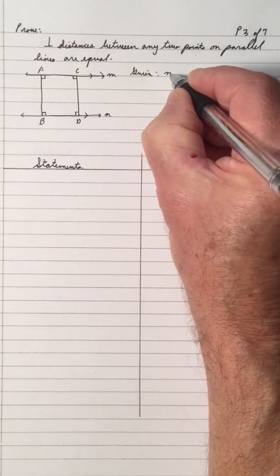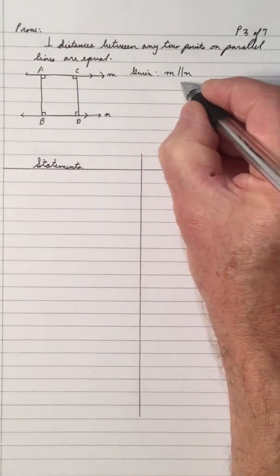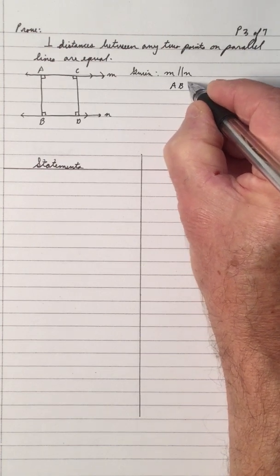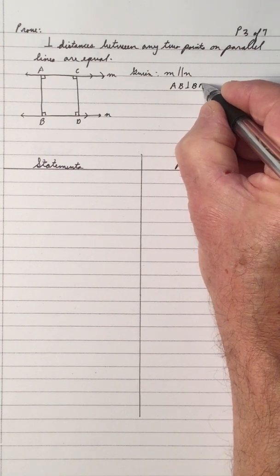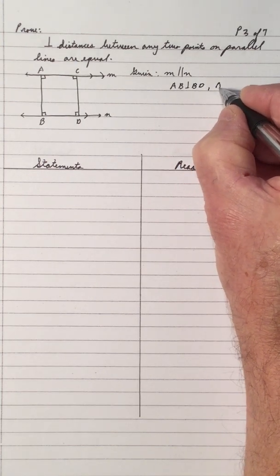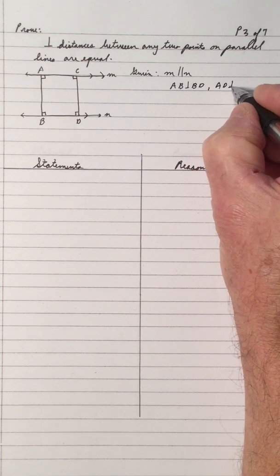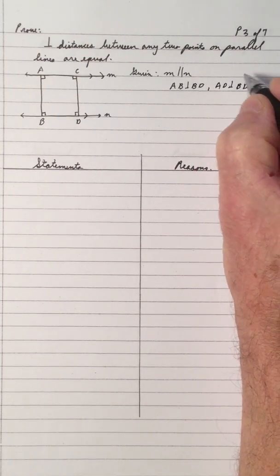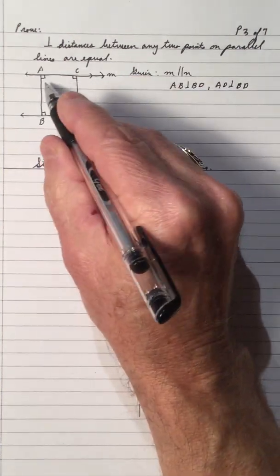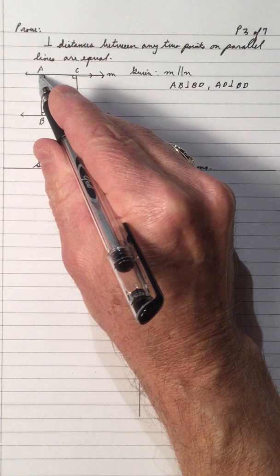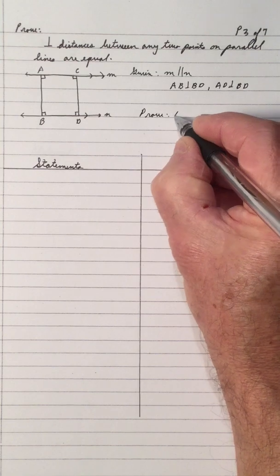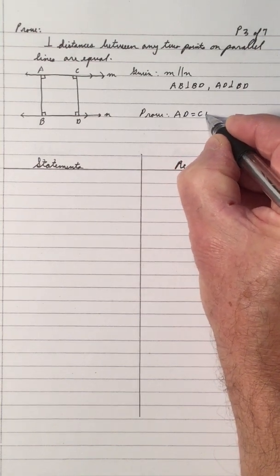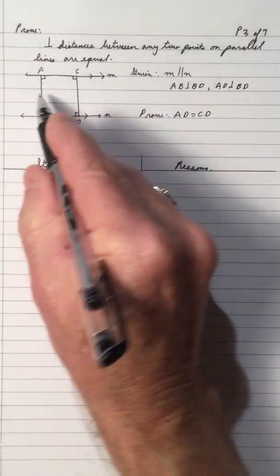We're given that M is parallel to N, and we're given that AB is perpendicular to DB, and we're given that AD is perpendicular to BD. And as you can see, they're perpendicular also to AC. And we're going to prove that AD equals CD. So the parallel lines and the perpendicular distances are equal.